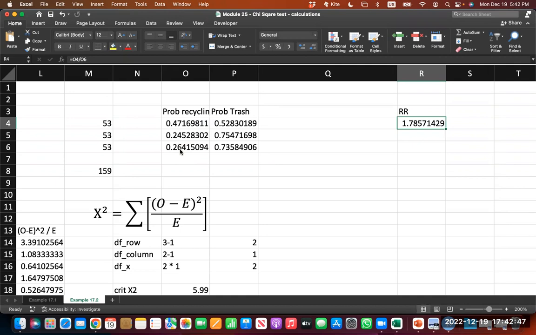So the relative risk here is 1.79. What that means is, and this is the interpretation, and those of you who may go into healthcare analytics, you can do this with whatever outcome you're looking at. If you're looking at death or hospitalization, you would express it in the very same way.